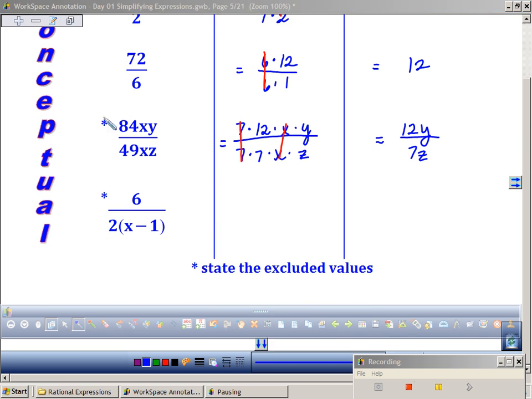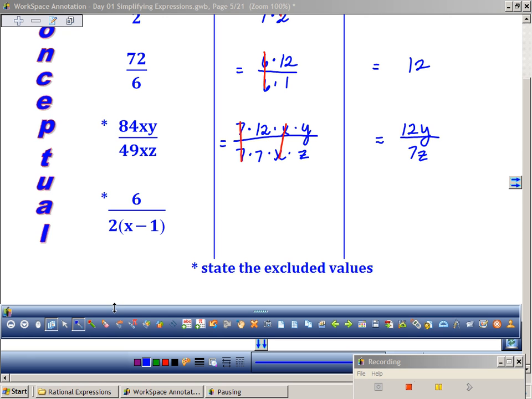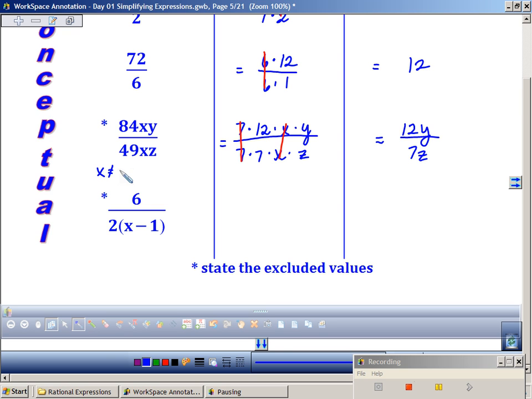Okay. What's this star mean? State the excluded values. What can x not be? I don't want 0 in the denominator, so what can x not be? 0, because if x was 0, the whole thing would be 0. What can z not be? Z can't be 0 either, because then no matter what x is, x could be 1,000,000. But if z was 0, it would make the whole thing 0, right? Okay, let's try this one.